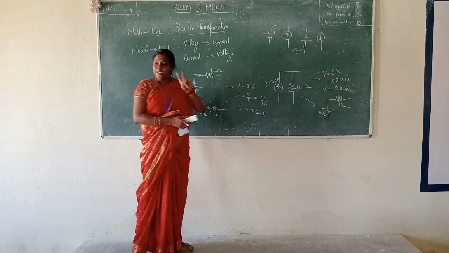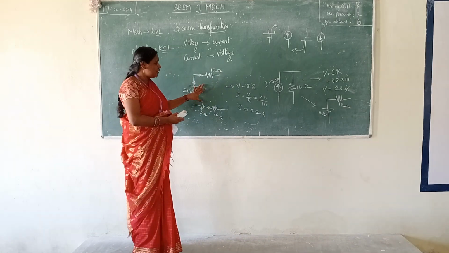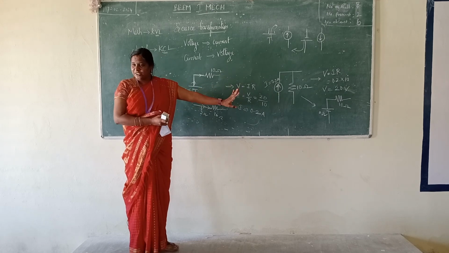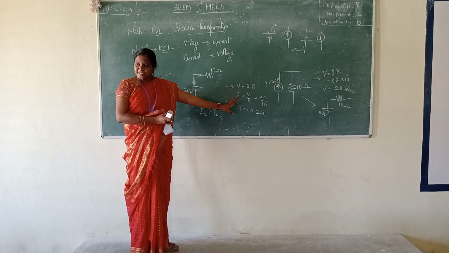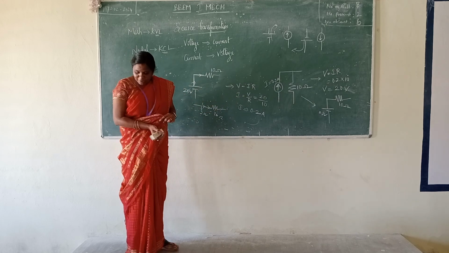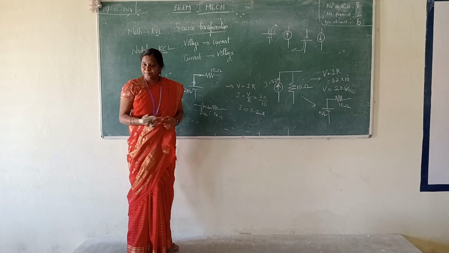Source transformation you will get in a 2 mark question. They will give you a voltage source and ask you to find the current, or they will give you a current source and ask you to find the voltage. Understand? So if I have a big diagram also, I should do this conversion.